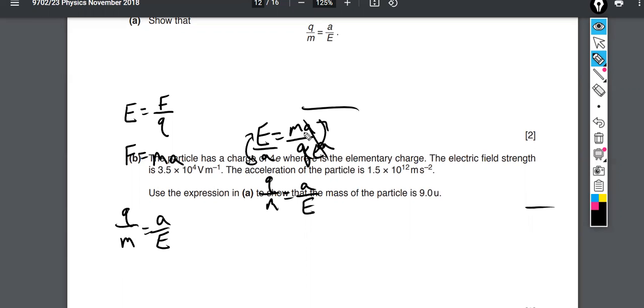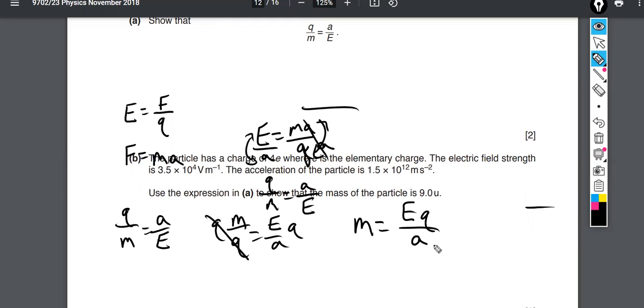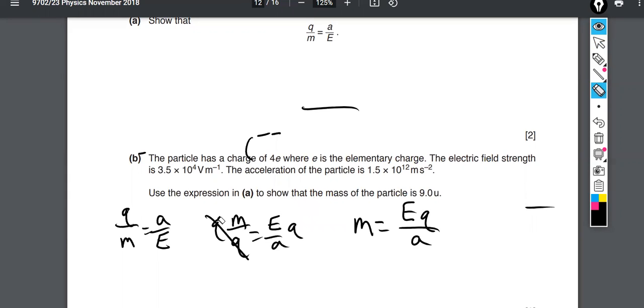So I want to actually go back up to the way that I sort of had it up here. I'll switch it back over. M over q equals E over a, and then multiply both sides by q to get that the mass should be equal to the electric field strength times the charge divided by the acceleration. Let's clean this up a bit. So here's a good expression for the mass, and we'll just substitute everything in to give us the electric field strength. 3.5 by 10 to the 4 volts per meter.